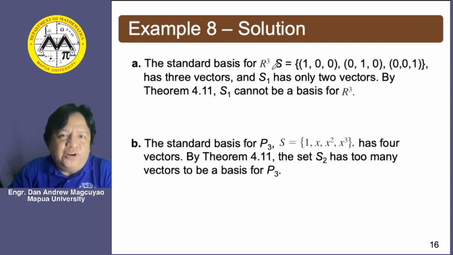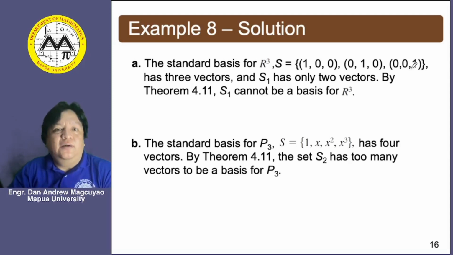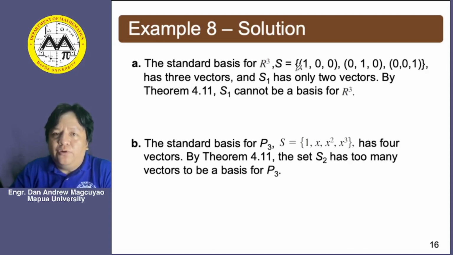The standard basis for R cube is S equal to (1, 0, 0), (0, 1, 0), and (0, 0, 1). Thus, there are 3 vectors in the basis for R cube. So if we are referring to any R cube, there must be 3 vectors in its basis. But since the example has 2 vectors, it's not a basis. While for this one, the standard basis for P sub 3 has 4 vectors. There are 5 polynomial vectors given, so that is not a basis for P sub 3.